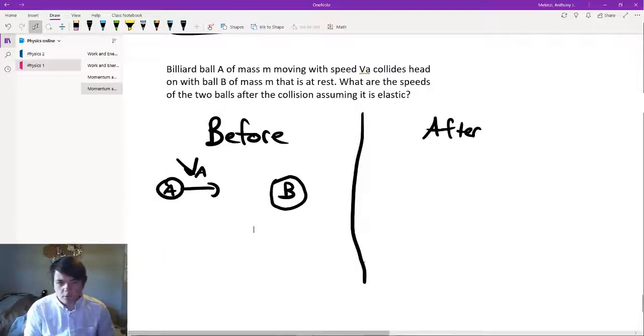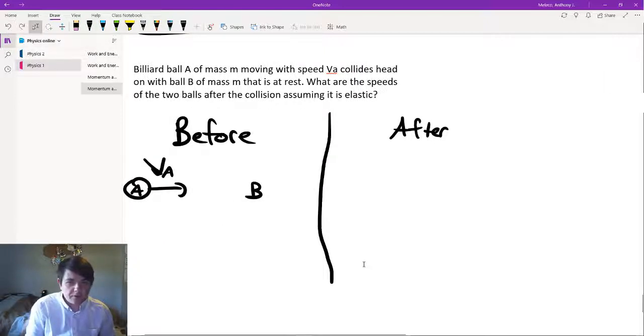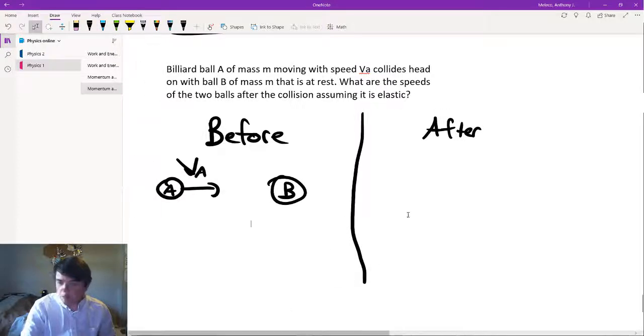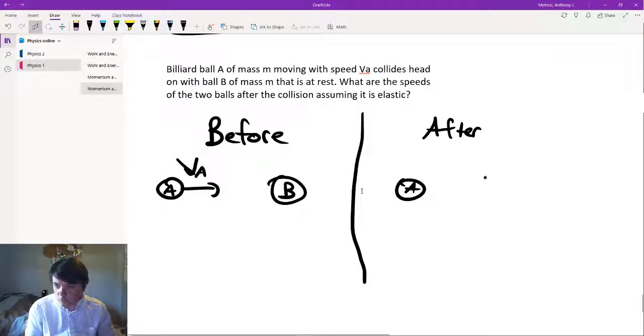Okay. Oof, that ball is ugly. Oh my god. Just B. That's close enough.